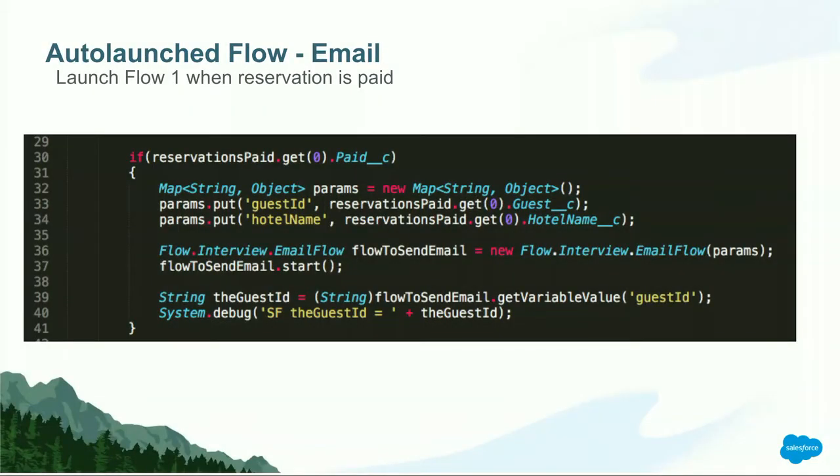And how are we going to call it? Well, what we have to do is write some Apex code on the reservations trigger that, once the reservation is paid, instantiates my flow. Remember at the beginning when I talked about interviews. Interviews are running instances of flow. And in Apex, this is the way of creating them. If the flow needs any information, you can pass that information as a parameter. In this case, the guest and the hotel name.